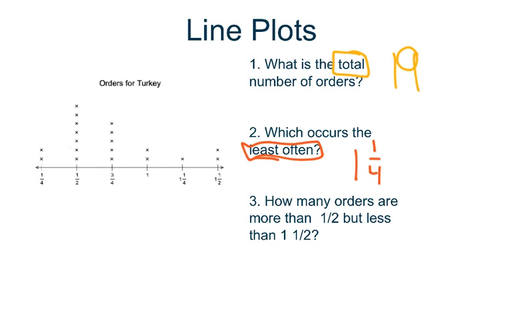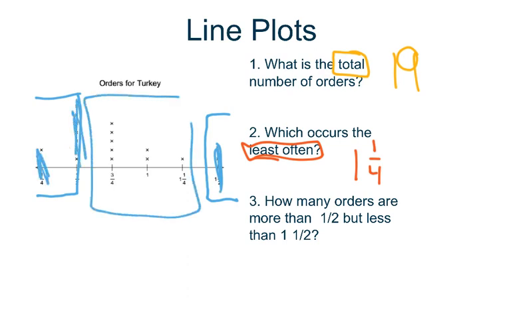And the last one, how many orders are more than 1/2 but less than 1 1/2? All right, so the way we're doing it here is we have to separate the data. So which ones are more than 1/2? So these are not more than 1/2 because it's 1/2 or less. And then it says which ones are less than 1 1/2. So here's 1/2. We don't need that one either.